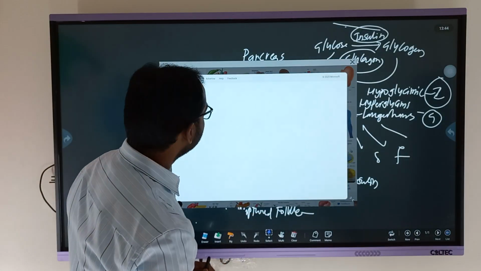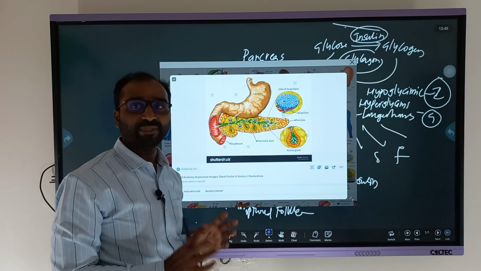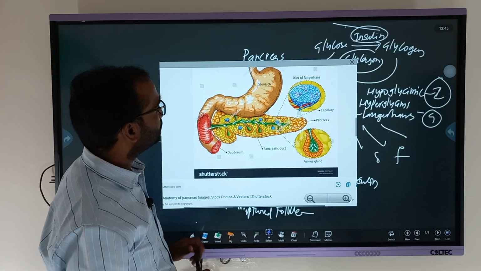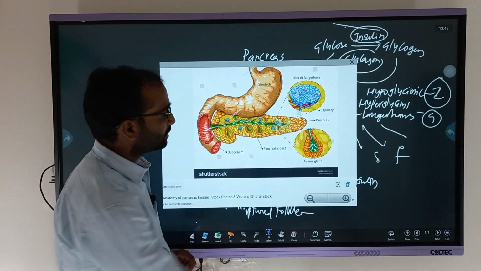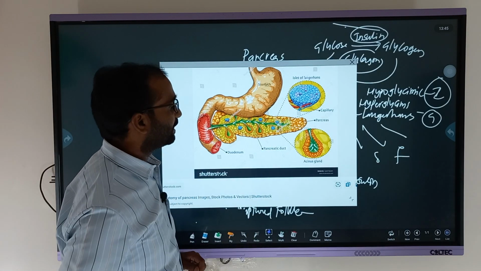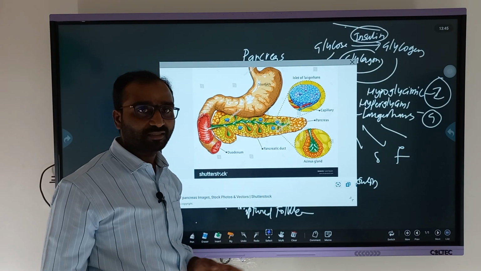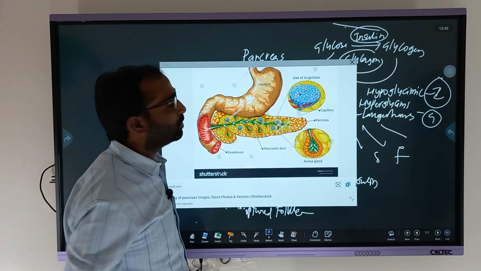Yeah, see here, as we discussed, the pancreas is a mixed gland because it is exocrine and endocrine. If you observe, these are the islets of Langerhans. Am I clear? So these are the islets of Langerhans. Fine. This is the acini. Acini means exocrine. So these parts are nothing but the endocrine portion.